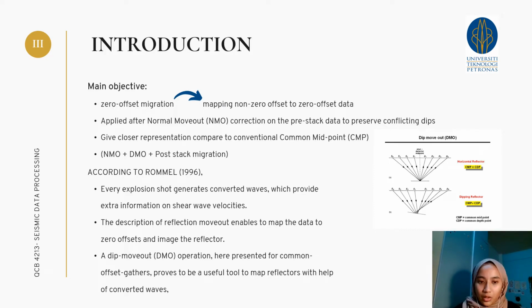In this paper, according to Rommel, every explosion shot generates a converted wave, which provides extra information on the shear wave velocities. The description of the reflection moveout enables mapping the data to zero offsets and the image of the reflector. Also, the DMO operation presented for common offset gather proved to be a useful tool to map the reflector with the help of the converted waves.